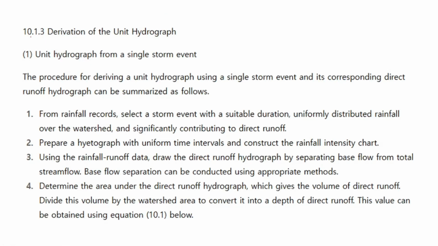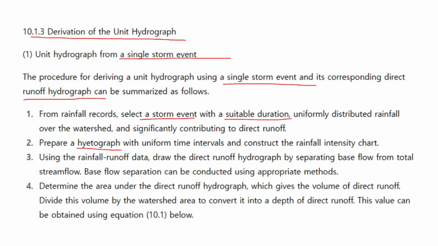So next we have the derivation of the unit hydrograph. Unit hydrograph from a single storm event. The procedure for deriving a unit hydrograph using a single storm event and its corresponding direct runoff hydrograph can be summarized as follows. Number 1, from rainfall records, select a storm event with a suitable duration, uniformly distributed rainfall over the watershed, and significantly contributing to direct runoff.